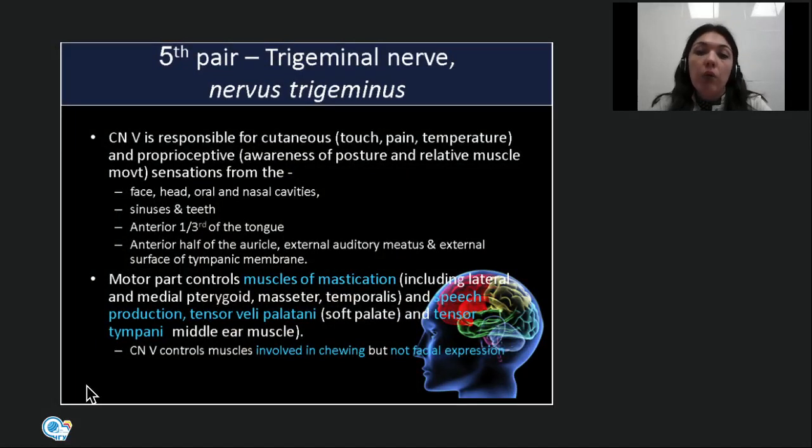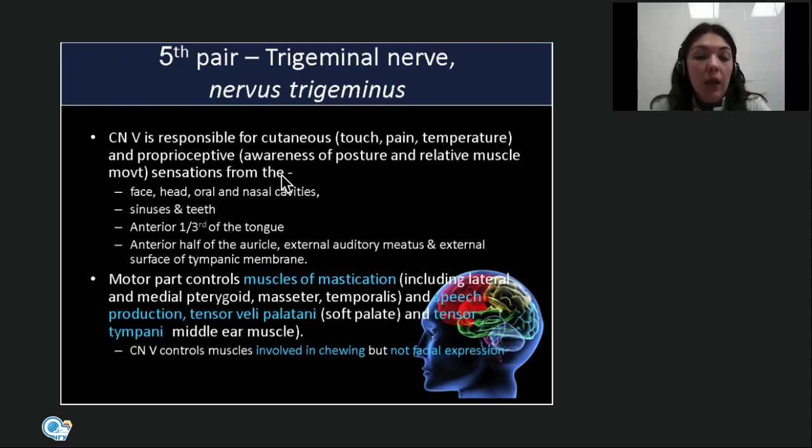So the fifth pair of cranial nerves is a very big nerve. It is the trigeminal, nervus trigeminus. Trigeminal because it has three branches. That's why it has such a name. So cranial nerve number five is responsible for cutaneous touch, pain and temperature, and proprioceptive sensation. Proprioceptive, just to remind you, is awareness of posture and relative muscle movement.